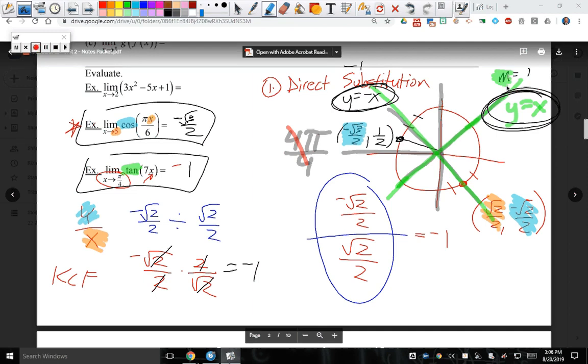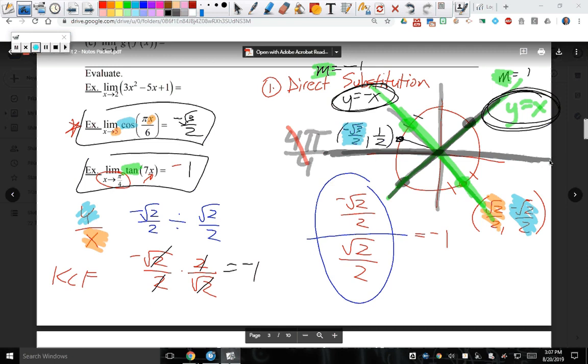So when you're doing tangent, if you're at the 45s, here or here, it's going to be an answer of -1. If it's here or here, what's the answer if it's tangent? 1. How about here? What's the tangent, aka slope of that line? 0.